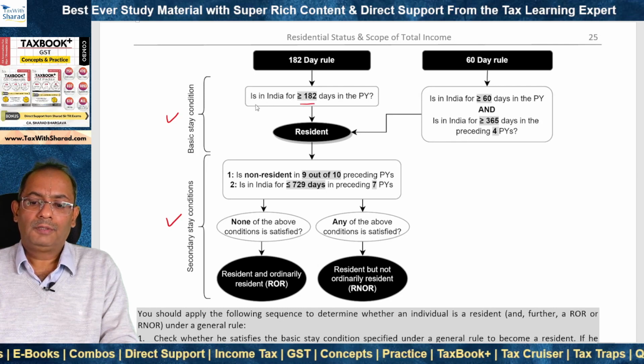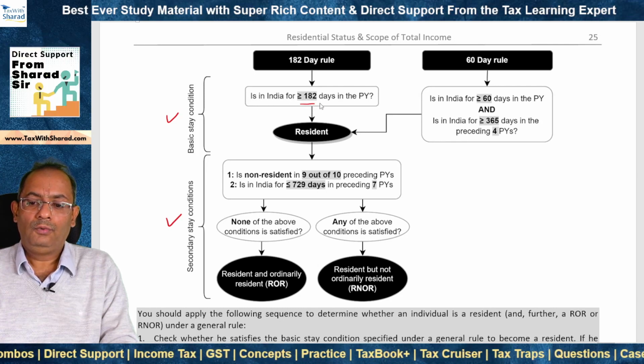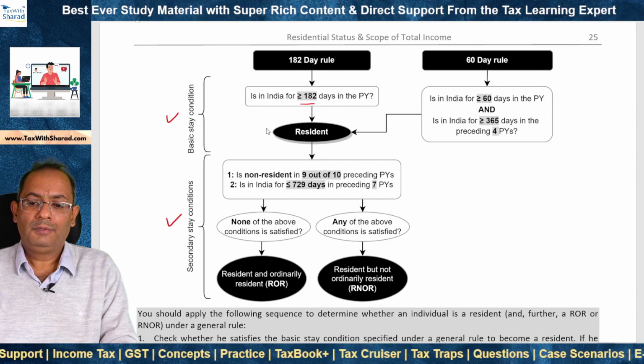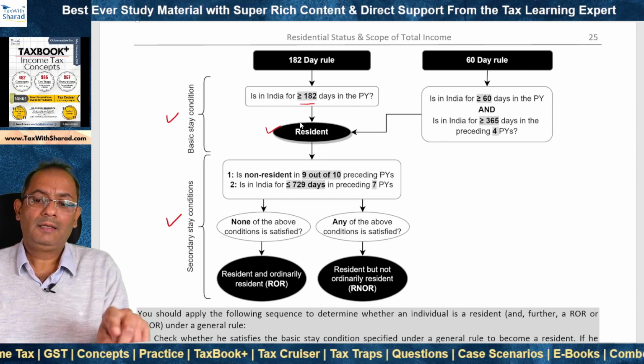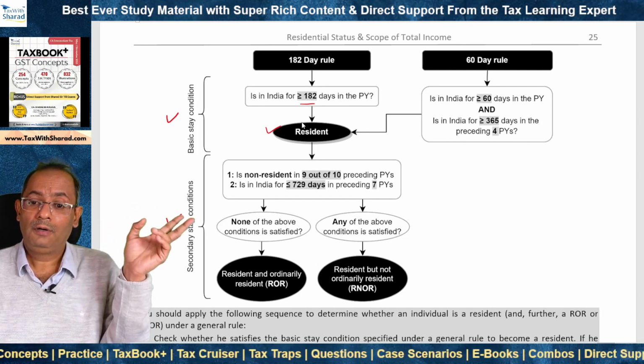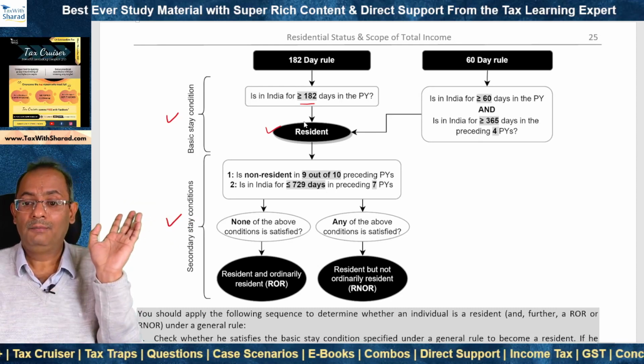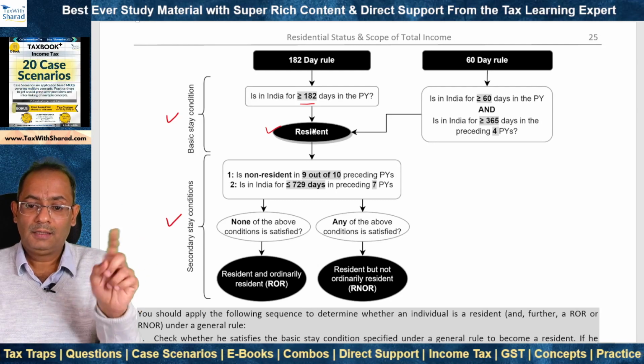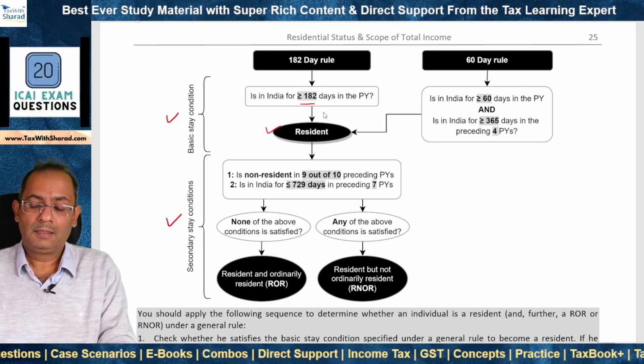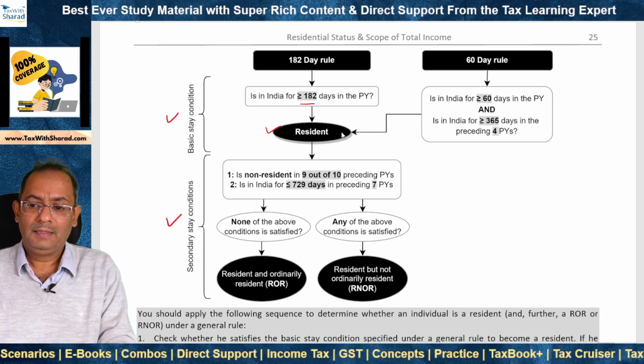That means if the person is in India for 182 days or more in the previous year, the person becomes a resident. So this basic stay condition is the same as that for special rules which we discussed above, except the visit and income rule. Right? So it's the same. The threshold is 182 days. Then the person becomes a resident.